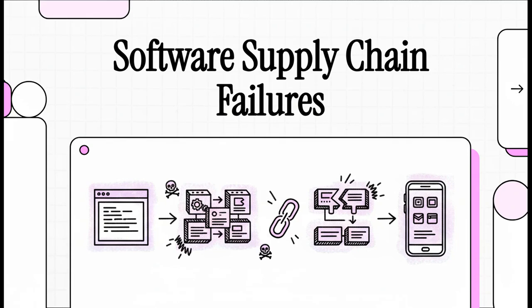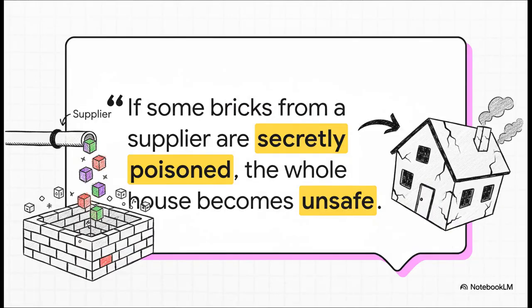All right, let's talk about a huge, kind of hidden threat that's lurking in the digital world. It's called a software supply chain failure, and it really boils down to one scary question. Are the apps you use every day built with poisoned bricks? Let's get into it. To really wrap our heads around this, let's start with a really simple but powerful idea.